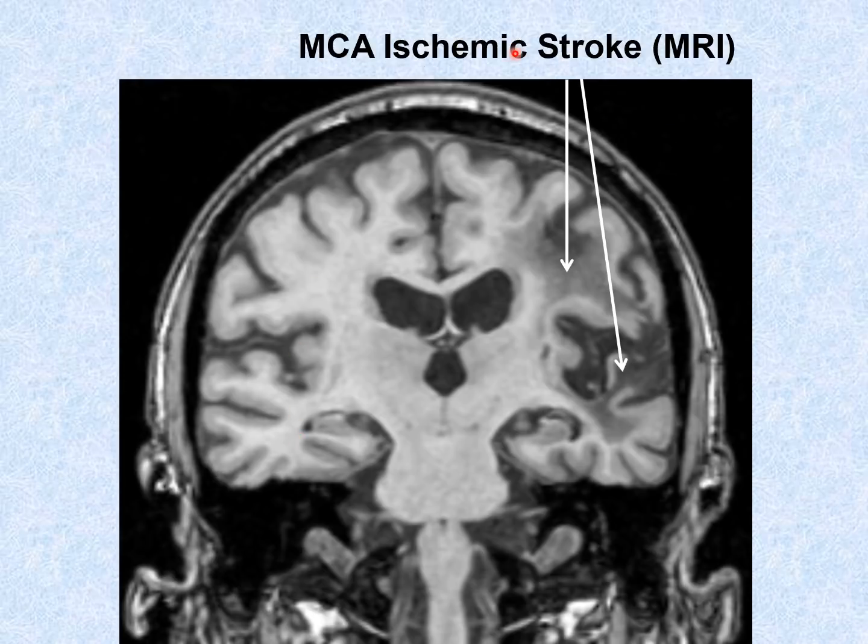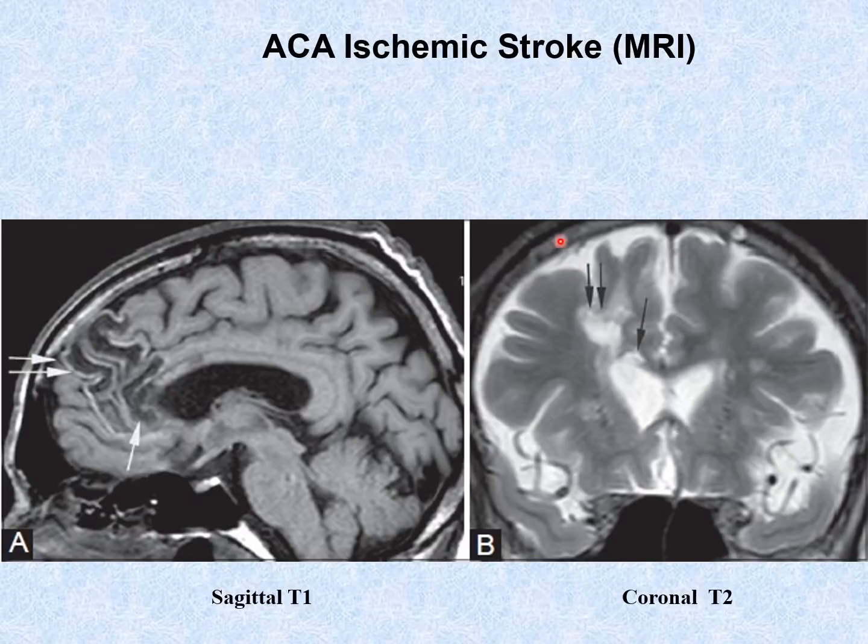Here we see a stroke in the distribution of the middle cerebral artery. As we said, it covers most of the lateral hemisphere, and you see it over both the frontal and parietal lobe as well as over the temporal lobe, with both changes in the gray matter as well as changes in the white matter. Here we see an anterior cerebral artery stroke. See it in the frontal lobe most severely with a loss of tissue.